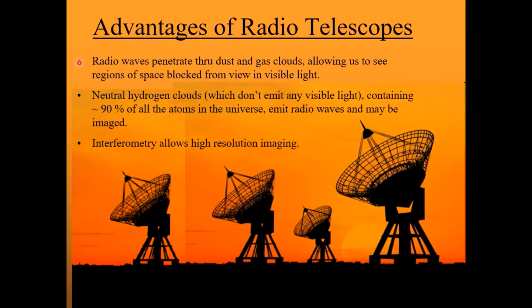So radio waves penetrate through not only walls, but for astronomers, radio waves penetrate through dust and gas clouds, allowing them to see regions of space that are blocked from view in visible light. This is another way that radio telescopes allow us to see the invisible universe, or the hidden universe. We can actually see through objects in radio. The other thing I'll mention here, which we already talked about, is that by connecting radio telescopes together through the process called interferometry, we can achieve very high resolution imaging by effectively making a larger radio telescope.